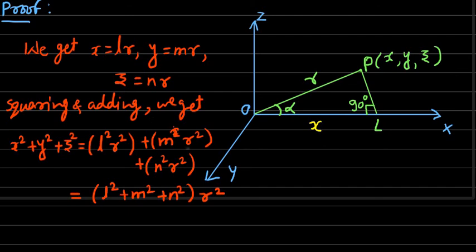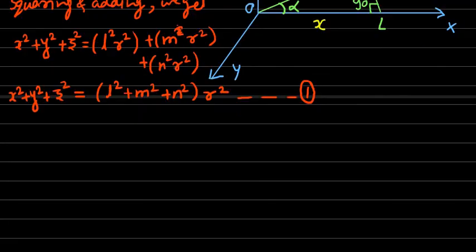Next, we will denote this relationship. What we got is x square plus y square plus z square is equal to L square plus M square plus N square into r square. We will denote this relationship by equation number 1. This is our equation number 1. Now after obtaining equation number 1, again from the figure it is clear that r is equal to OP. From the figure we have r equal to the distance OP. Therefore, r square is equal to OP square.